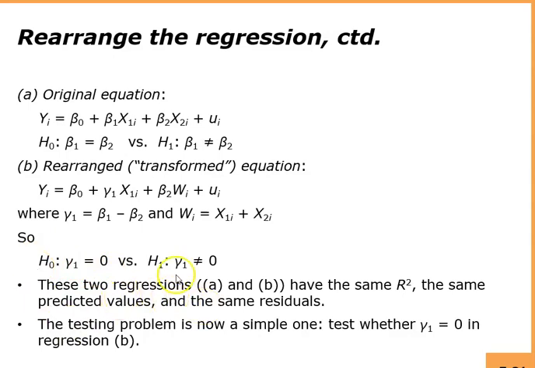So these two regressions from equations A and B have the same R-square, the same predicted values, and the same residuals, but the only thing which becomes easier now is that the testing problem becomes very simple. You can test whether gamma 1 is equal to 0. You will basically need to simply calculate the t-statistic for gamma 1 and compare that t-statistic with the t-critical value and figure out whether you can reject or fail to reject the null hypothesis that gamma 1 is equal to 0, which essentially means whether beta 1 is equal to beta 2.